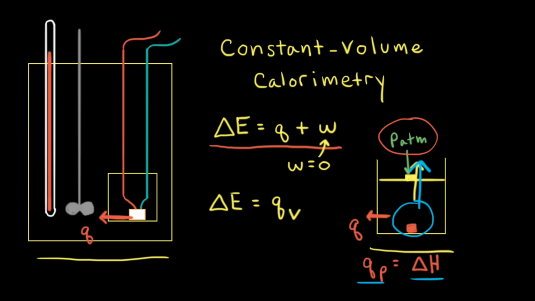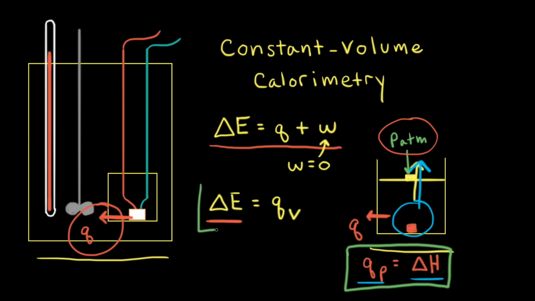So this heat that's transferred from our combustion reaction, in this case, is not equal to the change in the enthalpy, it's equal to the change in the internal energy, delta E. So the heat that's transferred at constant pressure is equal to the change in the enthalpy, delta H, while the heat that's transferred at constant volume is equal to the change in the internal energy, delta E.